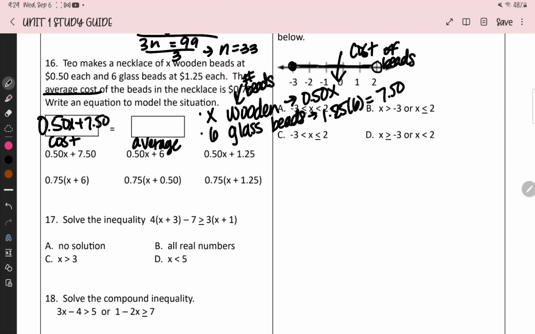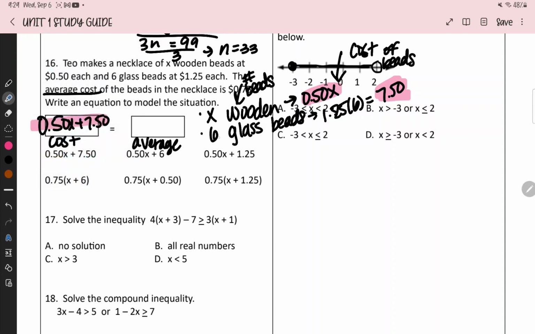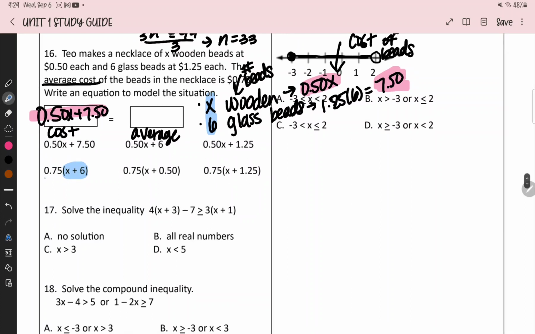Okay, and again, that's what's here on this side. Okay, that goes there. And on the other side, I'm going to have my average, which is going to be the number that I have. And that's going to be x and 6 together. And this is the one that matches that. And remember, they told me the average was 75 up there. So I'm going to throw it there. All right, that'll go here. And that is 75 cents on average for this number of beads.